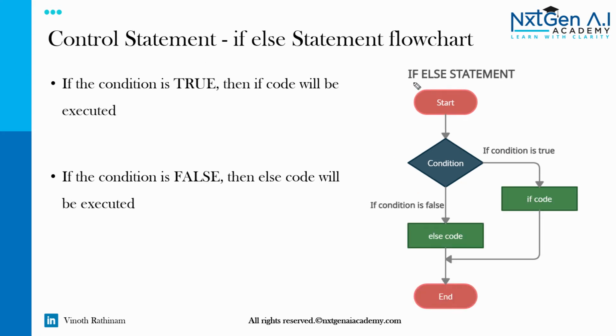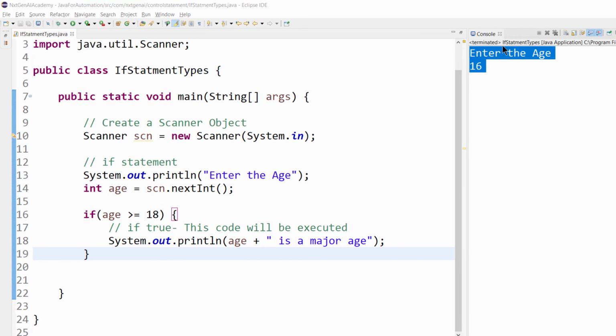The second type is the if else statement. Here we are going to make a small modification. In if, the code will be executed only if it is true, no? But now we can also include additional code, that is the else code, and this else code will be executed if the condition is false. So let's move back to our example.